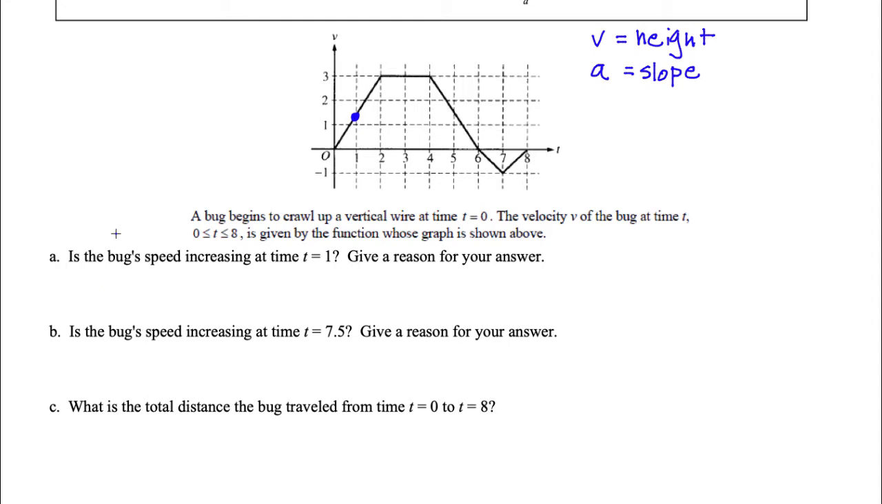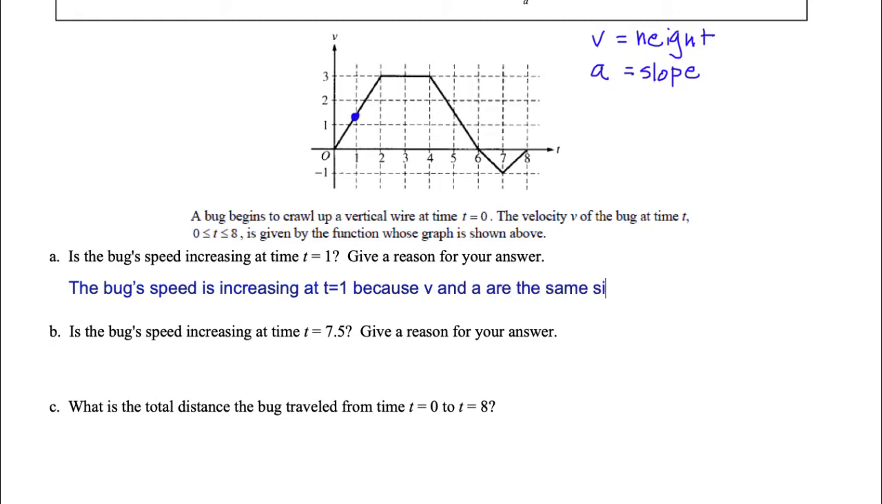And let me make this a little bit nicer looking, and I can come down here and type in a color. I can say the bug's speed is increasing at t equal to 1 because v and a are the same sign.